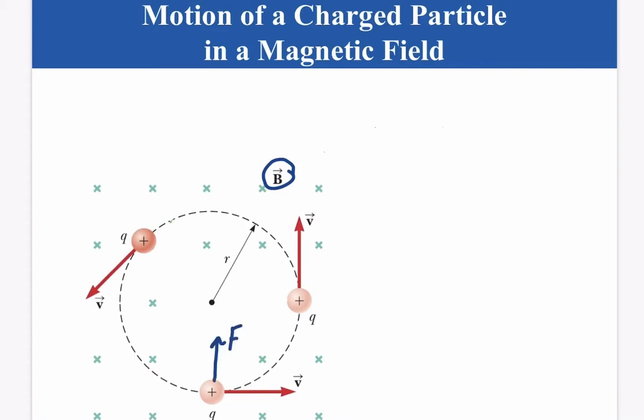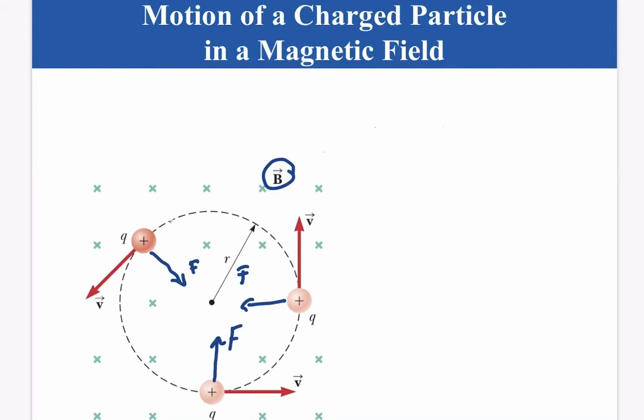The force causes the particle to change its direction and to follow a curved path. If you apply the right hand rule to the particle at other points on the circle, you can see that the magnetic force is always directed towards the center of the circular path. So, the magnetic force causes a centripetal acceleration, which changes only the direction of v and not its magnitude.